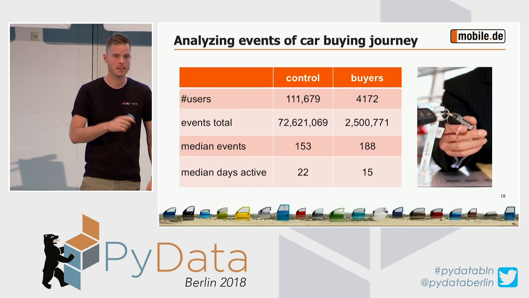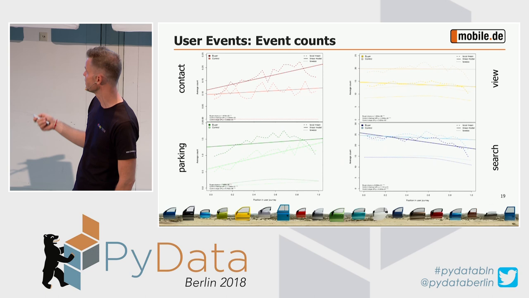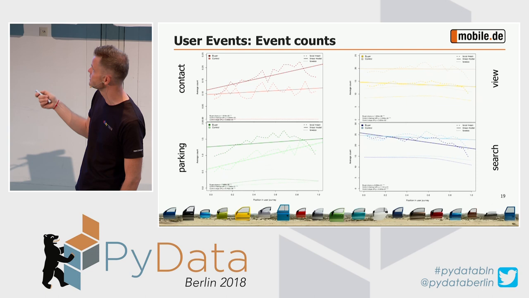And I'm first going to give you a bit of an idea of what the data looks like. What could we learn from looking at those events? Here are some graphs. I'm going to explain them so it's not too hard. Zero on the x-axis always means this is the first time we ever saw you, and one is the last day you have been on the website. And on the y-axis, you have different events, for example, make a contact. The darker line is our buyer group, and the lighter line is our control group.